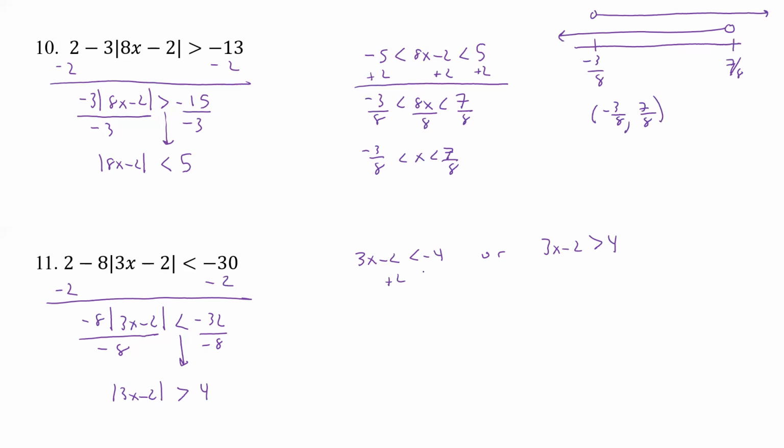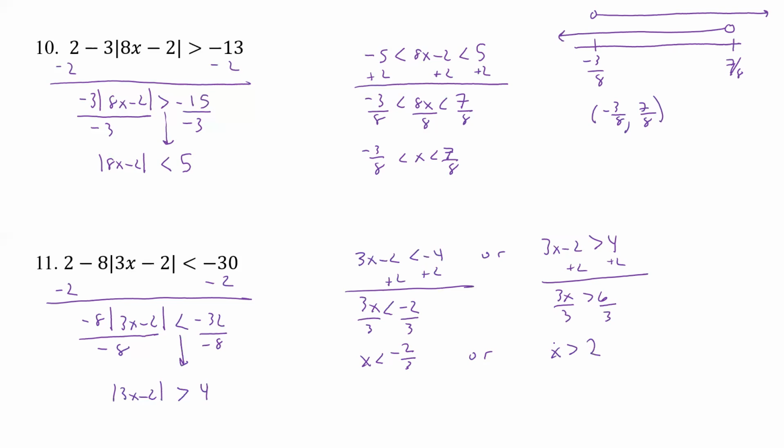So add 2 to both sides. 3x is less than negative 2. Divide by 3. X is less than negative 2/3, it looks like. Or now we have to add 2. Now 3x is greater than 6, divide by 3. X is going to be greater than a positive 2.